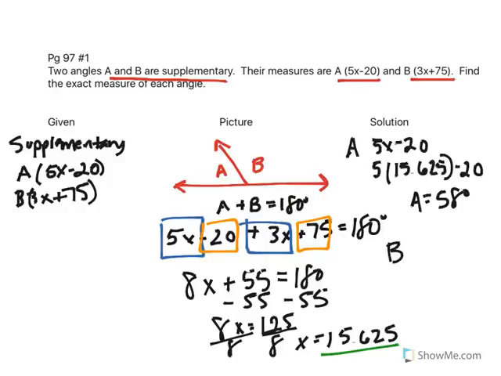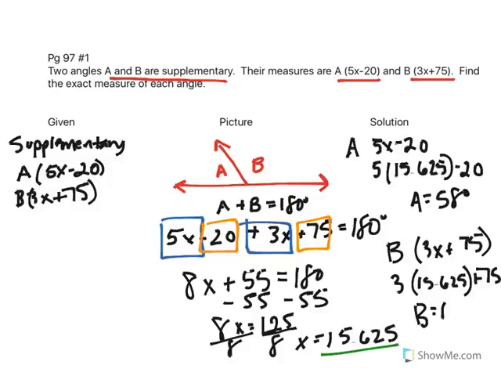For angle B, the measure is 3x plus 75. We plug x in for the x value, and we get 3 times 15.625 plus 75. Order of operations, we do multiplication first. We get angle B equals 121.8 degrees. Okay, and that is the answer to the first one.